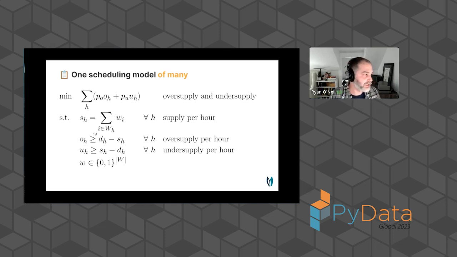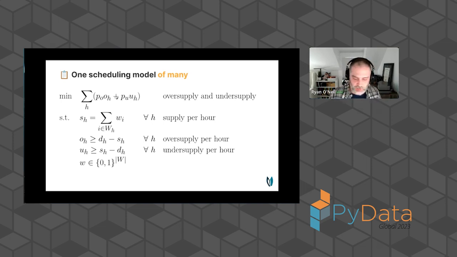So if I select a shift, then that goes into the pool of supply, right? And that's what allows us to see the difference between scheduled and target supply and demand. Here we have these O and U variables for oversupply and undersupply, and we do the same thing we did in the last model, where we say the oversupply is greater than or equal to the amount of demand minus supply, and the undersupply is the reverse. And then every W variable is binary. Every worker is either scheduled or not.